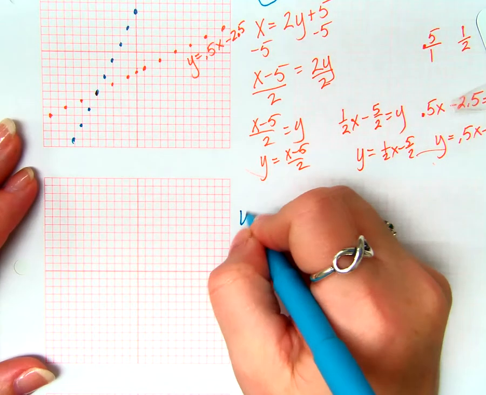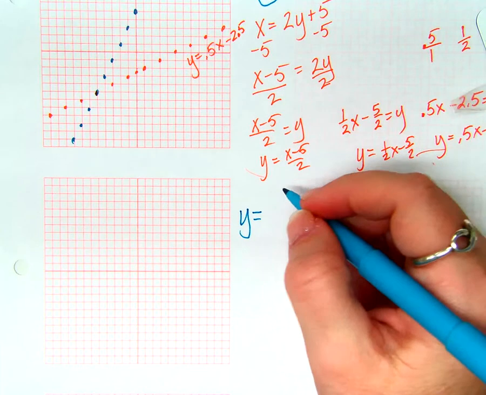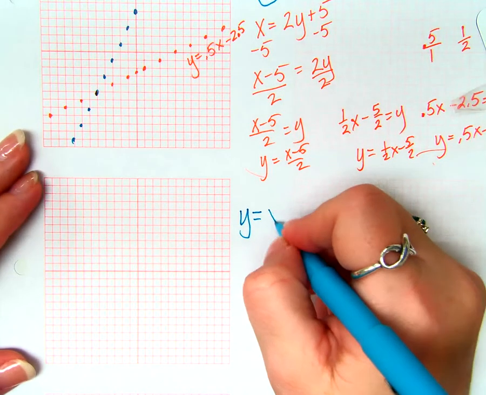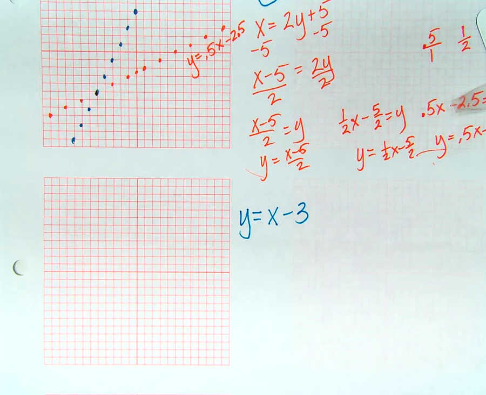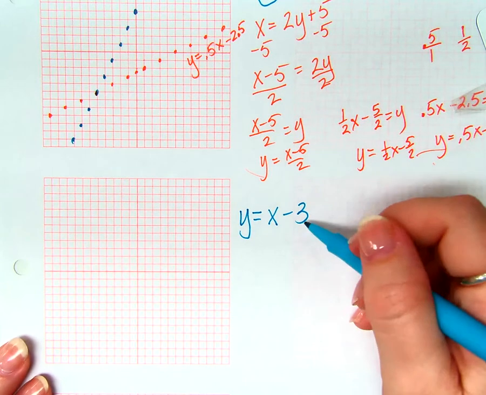I'm going to tell you that my original function is y equals x minus 3. Y equals x minus 3 is my original function. How do you find the inverse? Oh, well, let's graph this one first. If you've already started finding the inverse, don't erase it. We'll go back. How do I graph this?